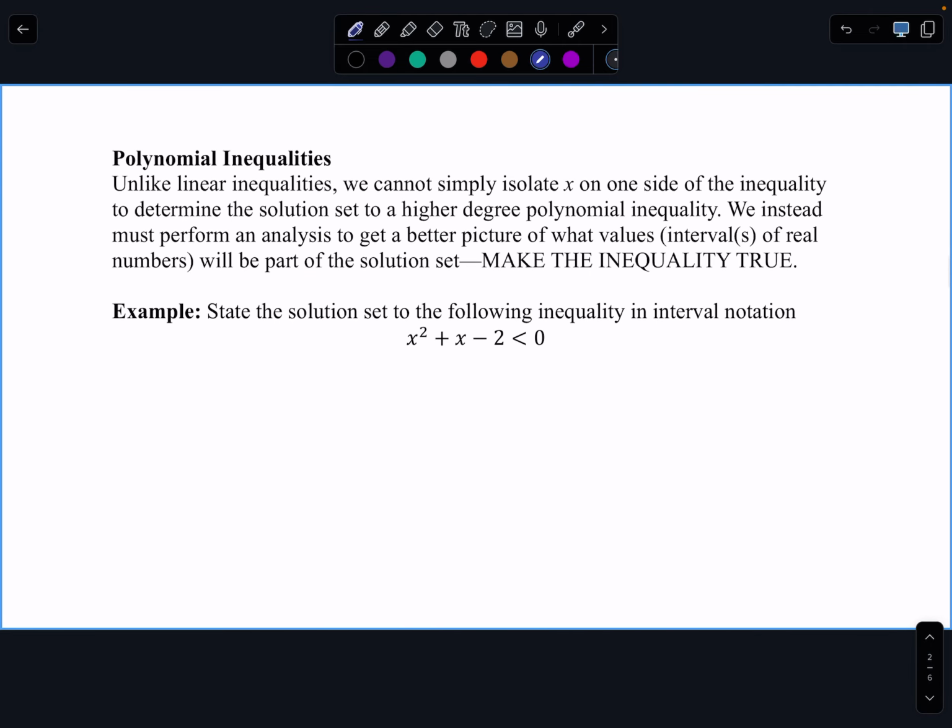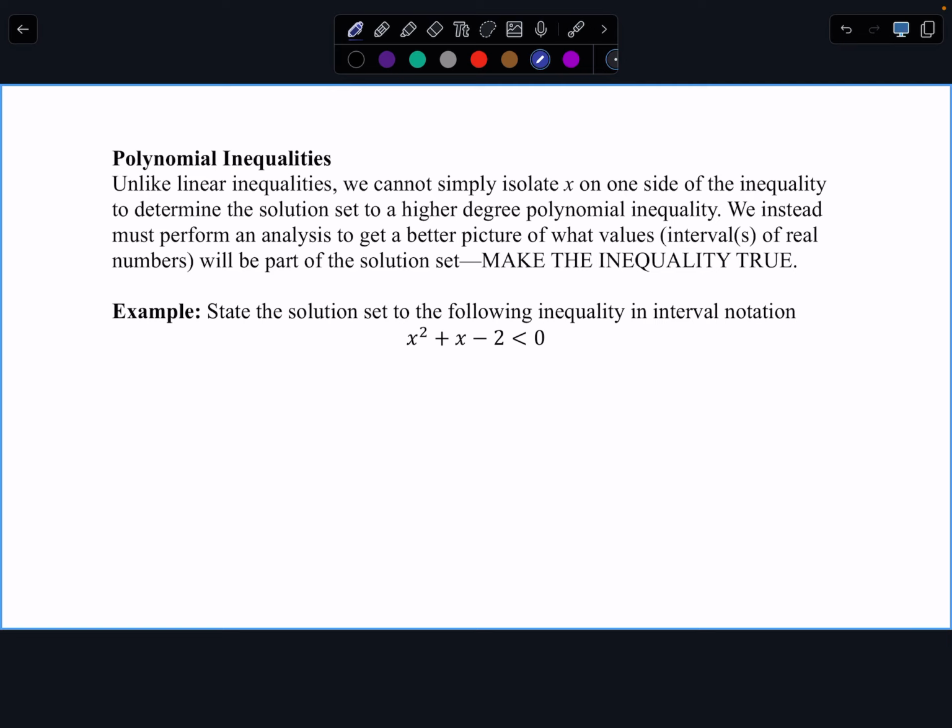Why don't we get into some polynomial inequalities? I'm kind of skipping over linear inequalities, and linear inequalities would be considered polynomial inequalities, right? Because a line, a first degree polynomial equation, would be a polynomial. So a first degree polynomial inequality would also be a polynomial inequality, okay? However, for the higher degree polynomial inequalities, you can't use the same strategies that were used for linear inequalities.